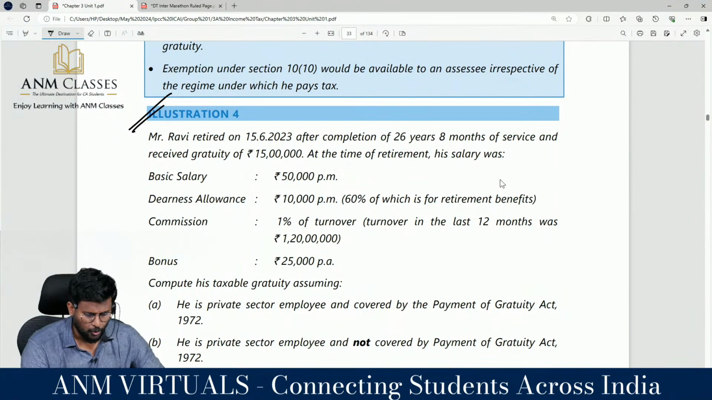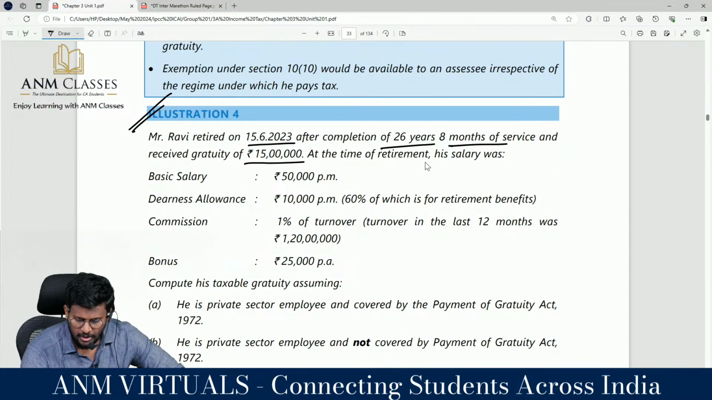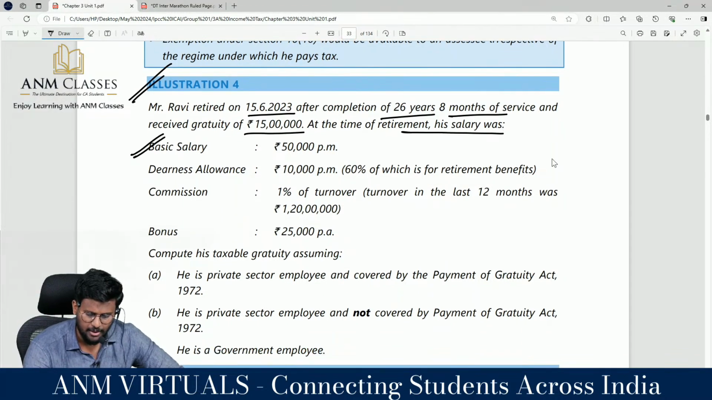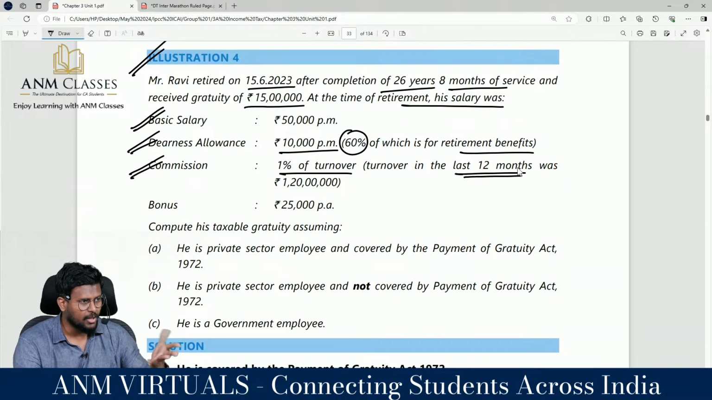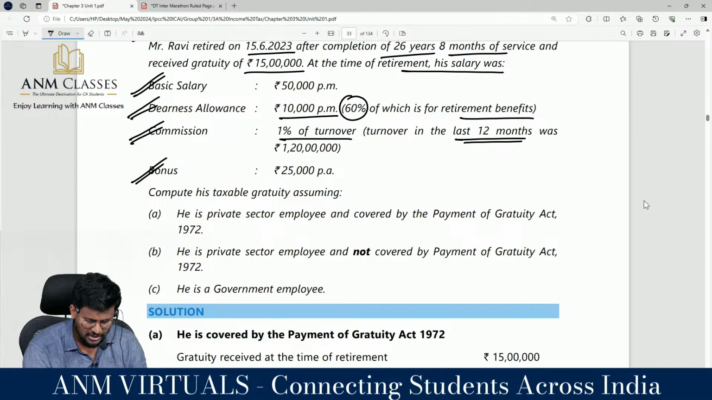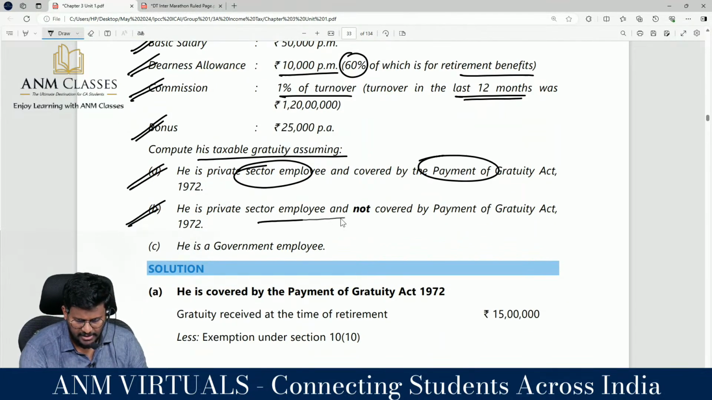I'm moving into illustration number 4. Mr. Ravi retired after completion of 26 years and received gratuity. At the time of retirement, his salary was basic salary, DA 10,000 per month, 60% of which is for retirement benefit, and commission 1% of turnover. For how many months is the turnover given? I want only 4. Bonus how much per annum? Compute the taxable gratuity assuming he is a non-government sector employee and not covered by the Payment of Gratuity Act.